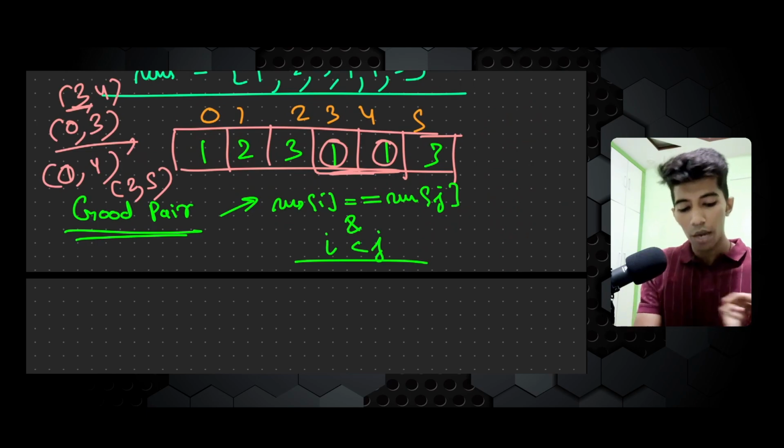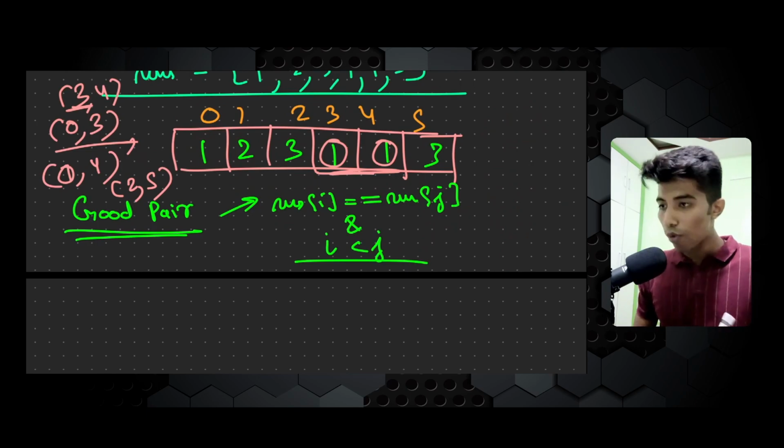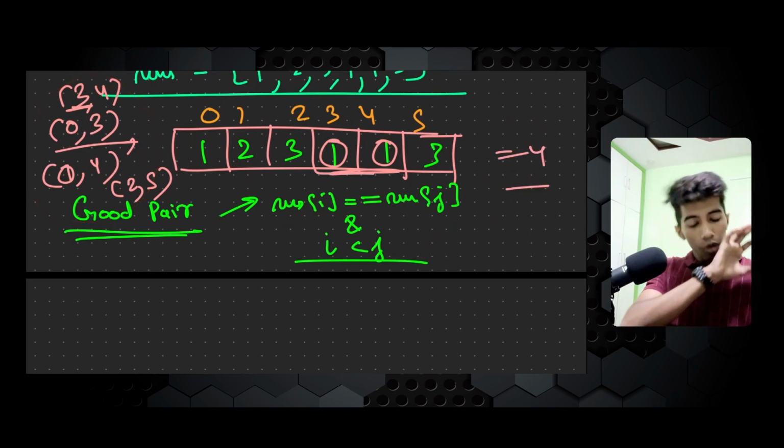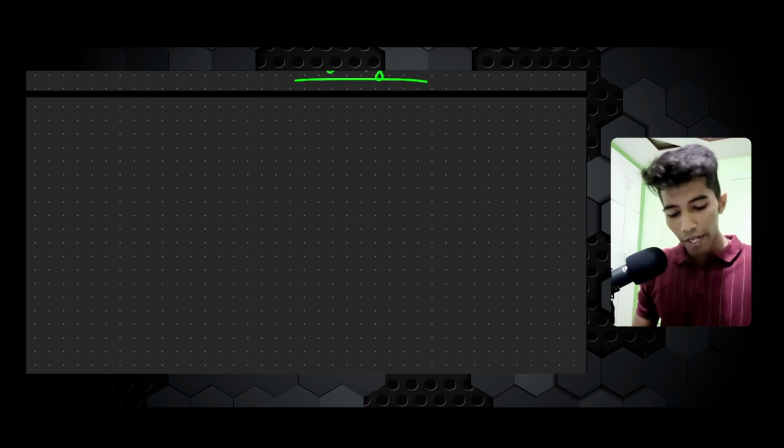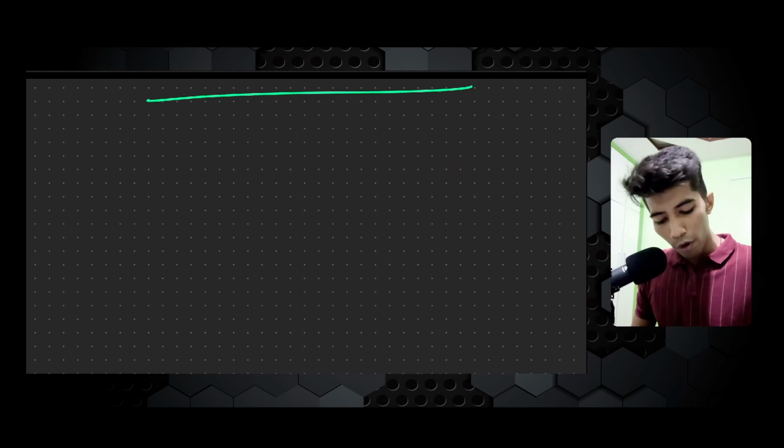Now what are the approaches to solve this problem? How can I count? So there are 4, so my output will be 4 for this problem. So how to count the good pairs here? That's the problem. Let's see, guys. What approach will I be following now?